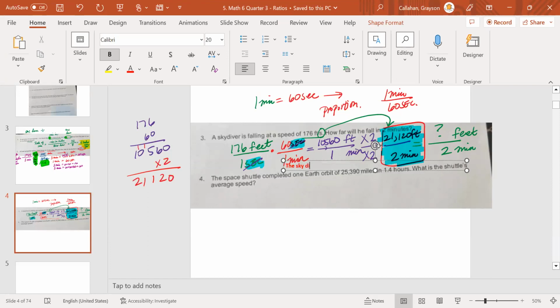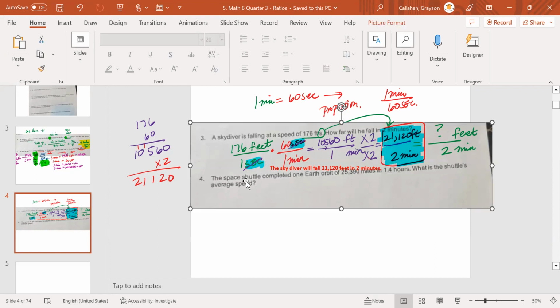The skydiver will fall 21,120 feet in 2 minutes. You know he falls 10,560 feet in 1 minute, so you have to double that because it wants 2 minutes. And so you multiply the top by 2 as well.